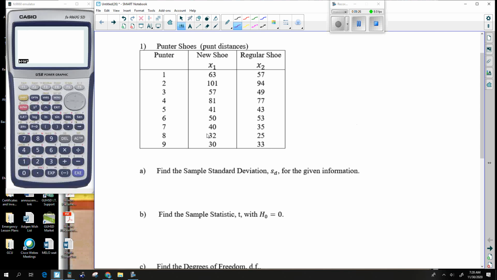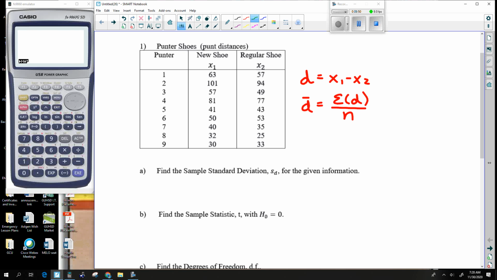Okay, so we first have the problem in which we are to do a hypothesis test of these shoes. All right, so again, the difference is going to be x1 minus x2. The average is going to be the sum of those differences divided by the number of numbers.